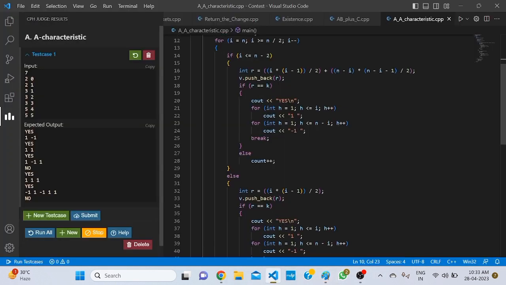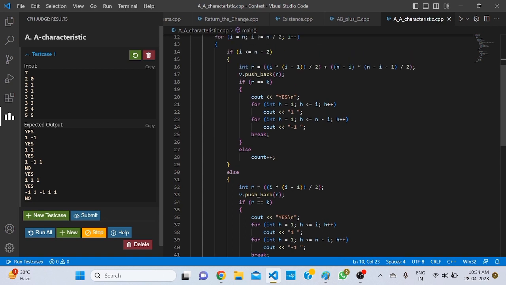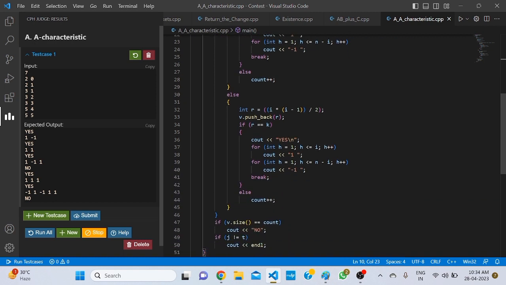So here I have written that for h equal to 1, h less than or equal to i, we will print 1, and for h equal to 1, h less than or equal to n minus i, we will print minus 1, and we will break the loop. Similar thing is here. For h equal to 1 up to h equal to i, we will print 1, and for h equal to 1 up to n minus i, we will print minus 1, and we will break the loop.